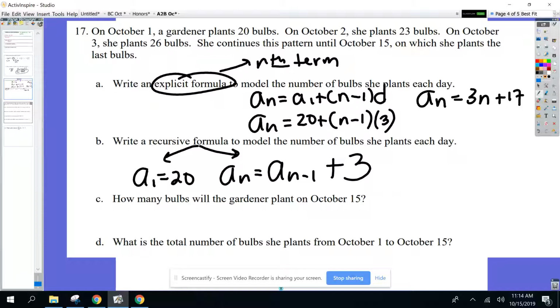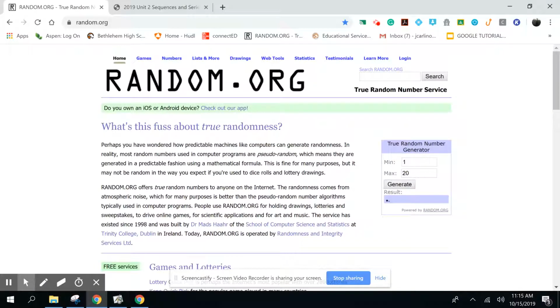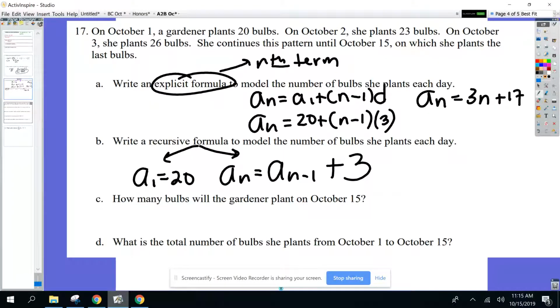How many bulbs on the 15th? How many bulbs on the 15th? And I don't want you to list them out. Is there something we have already done up here that I can use to get to the 15th pretty quickly? That's what I want to know. How do you find what we did on the 15th? It's arithmetic. How can I find how many bulbs on the 15th instead of listing out 20, 23, 26, 29, etc.?